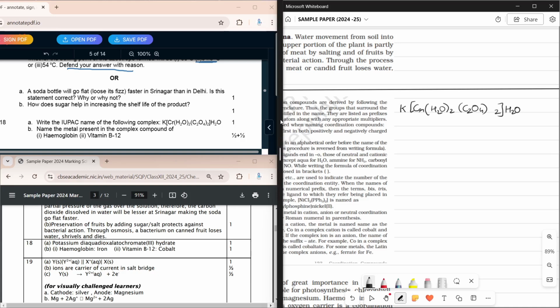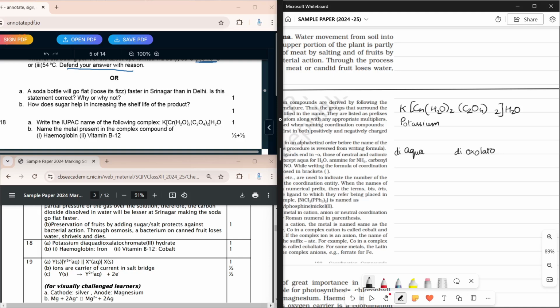So first of all, the cation is named first, right? So that is going to be potassium. The next ones are going to be our ligands. So the ligands over here, you have water, which is going to be called aqua. And then you have C2O4, which is the oxalato. And you have two of them, so we are going to have to include the word di. Now, the ligands are in alphabetical order, because water is aqua, this obviously is going to come first.